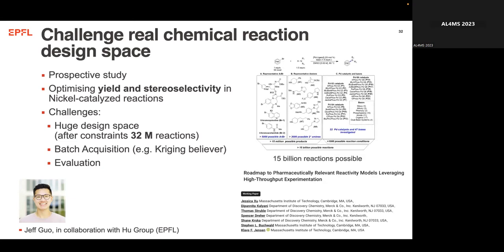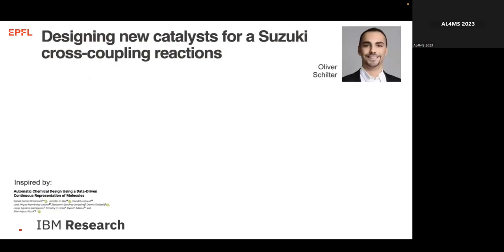And I just wanted to highlight that this is not a particularity of this specific reaction. If you look at this recent Merck paper, basically they also mapped out, for this palladium catalyzed cross-coupling C-N bond formation reaction, 15 billion possible reactions.